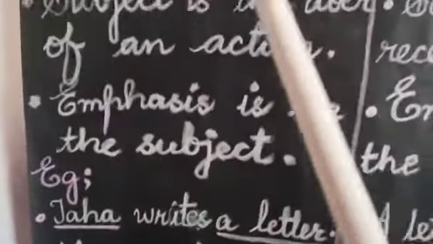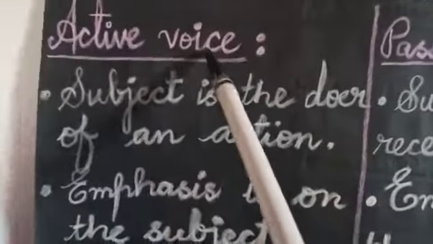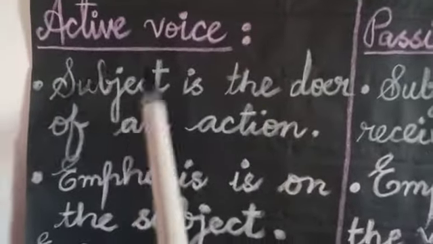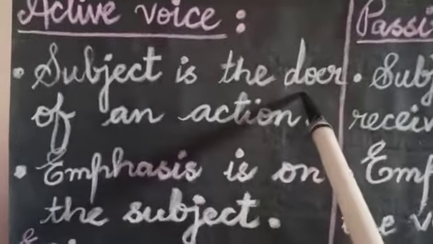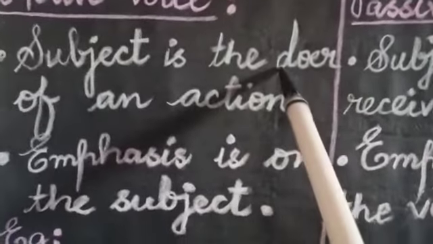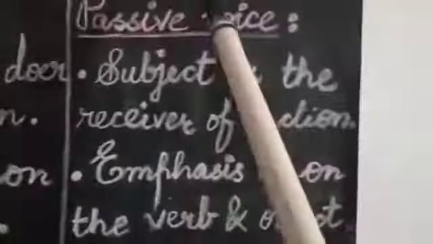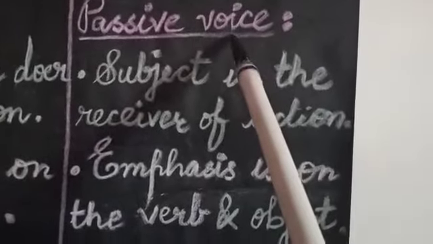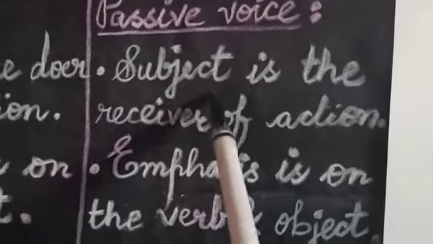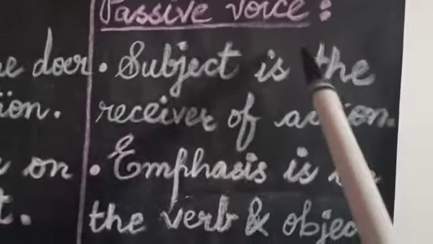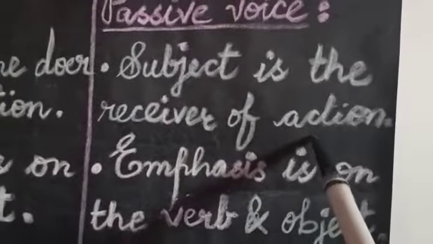My dear students, again we will say that a sentence is said to be in active voice when the subject is the doer or the performer of the action. And a sentence is said to be in passive voice when the subject is not performing the action, when the subject is not doing the action. Instead, the subject is the receiver of the action.